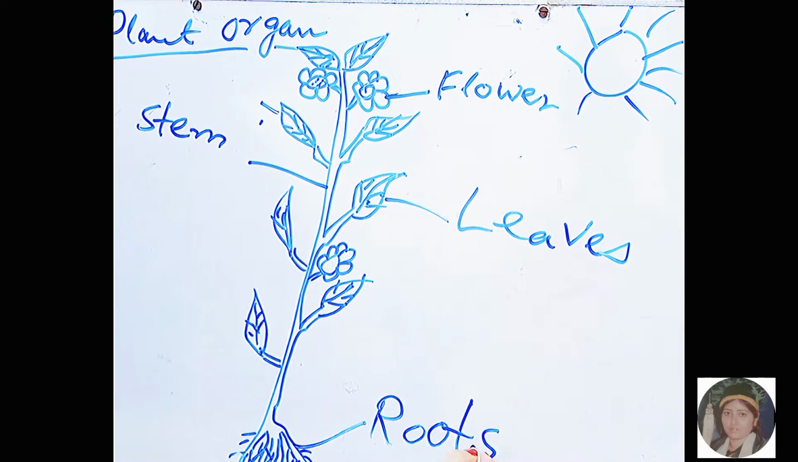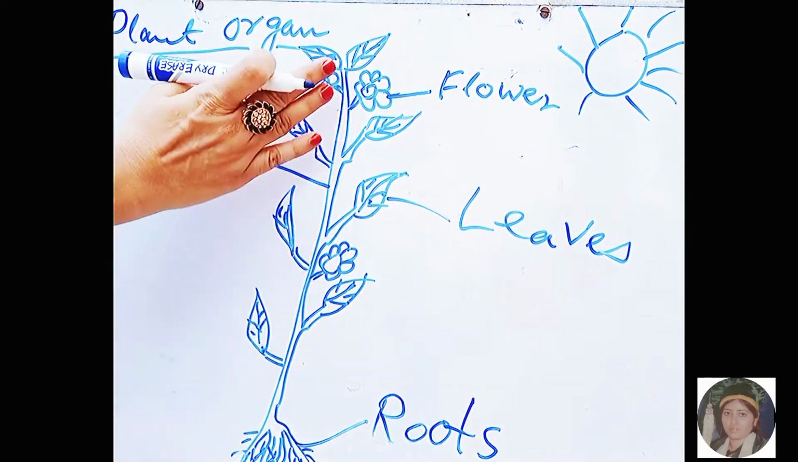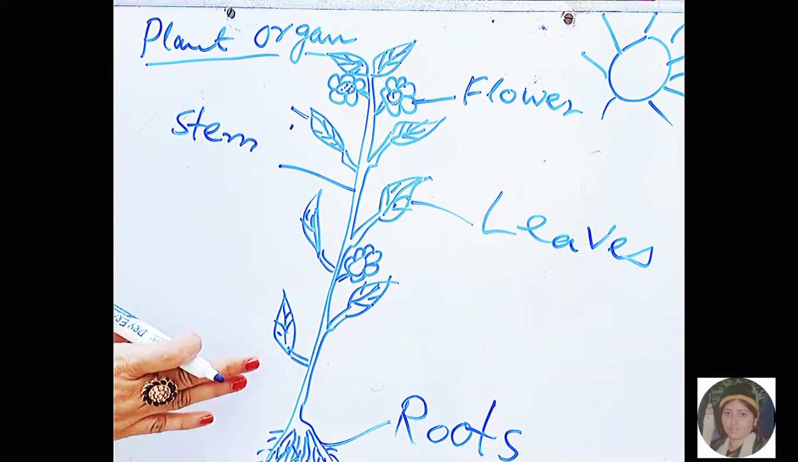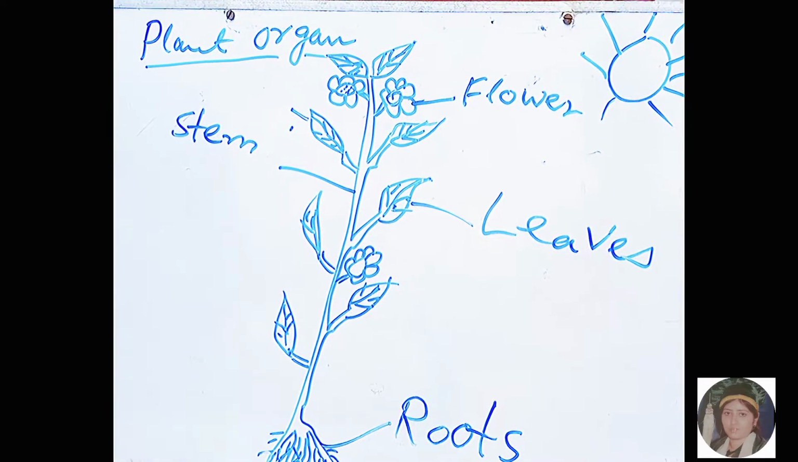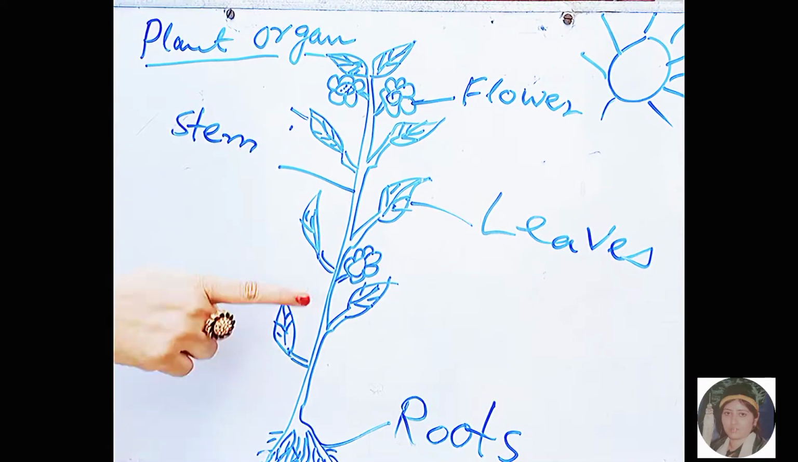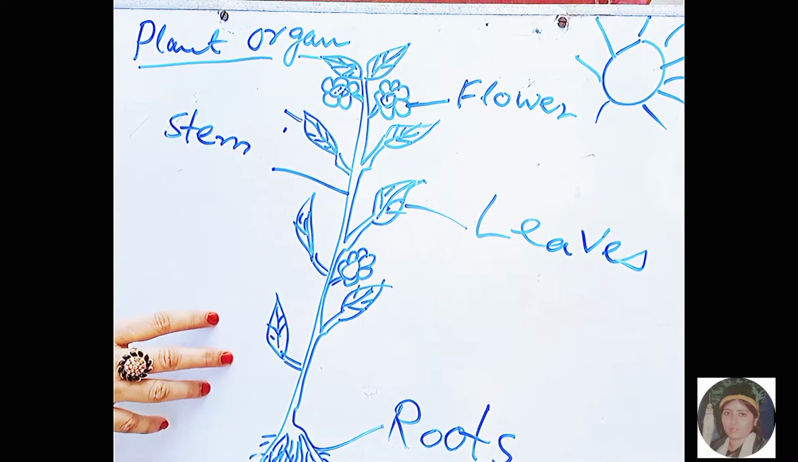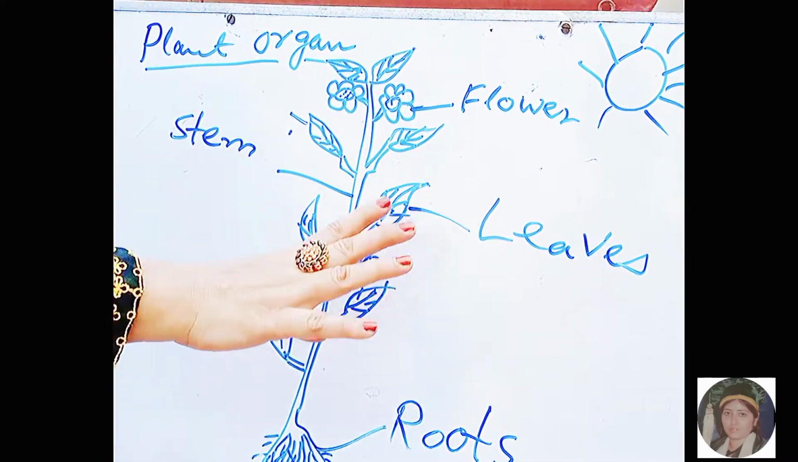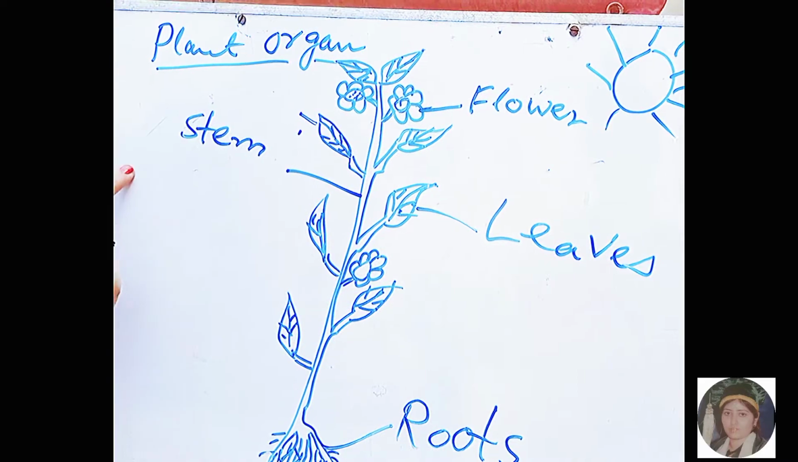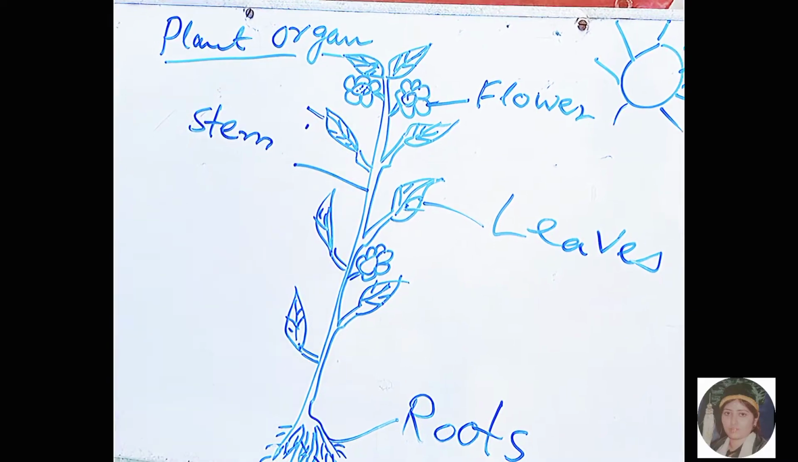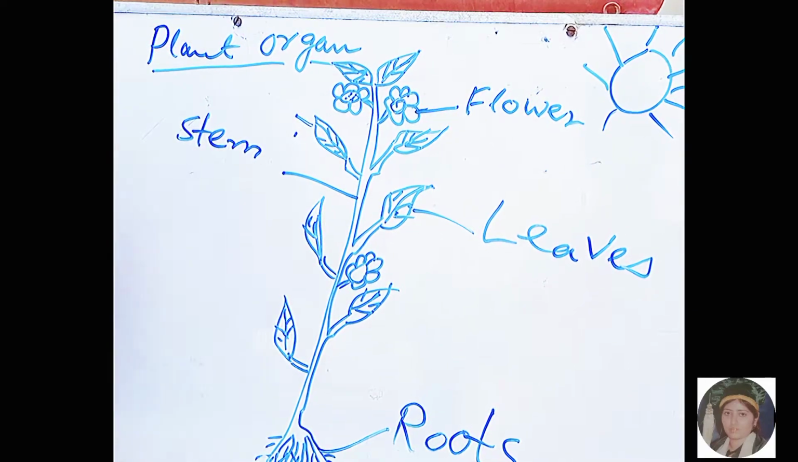Roots. The roots anchor the plant in the soil so that it does not blow away or fall over by accident. The root hairs provide a large surface area to take in water and mineral salts from the soil. Roots hold the plant in place. The plant absorbs water and nutrients through them.